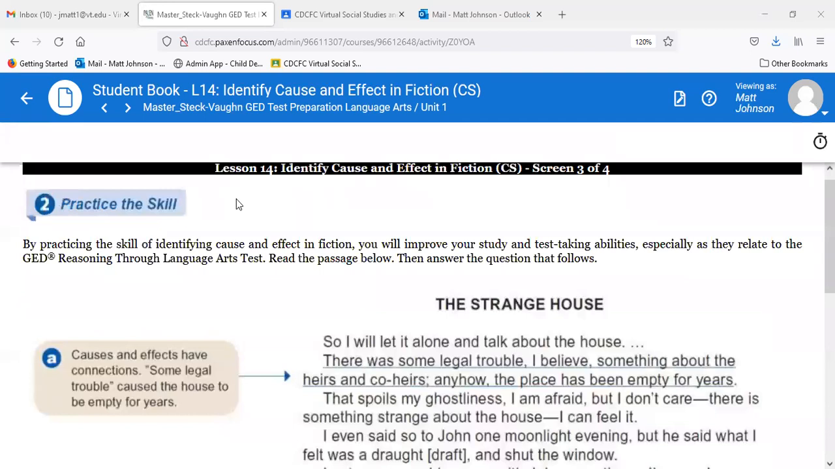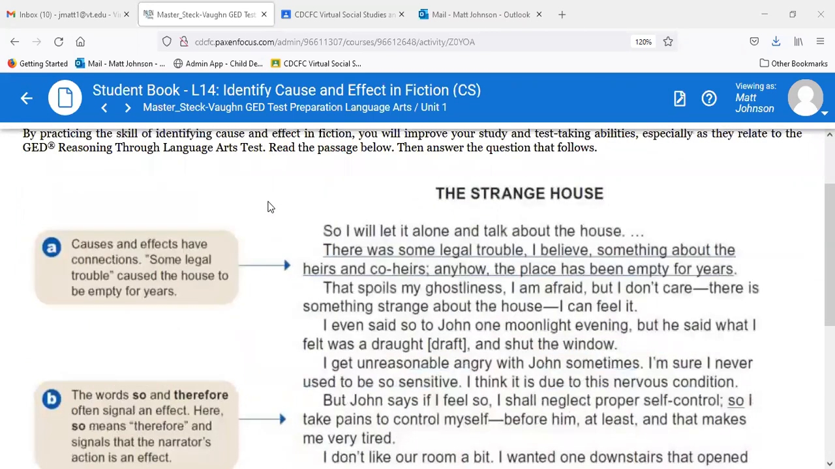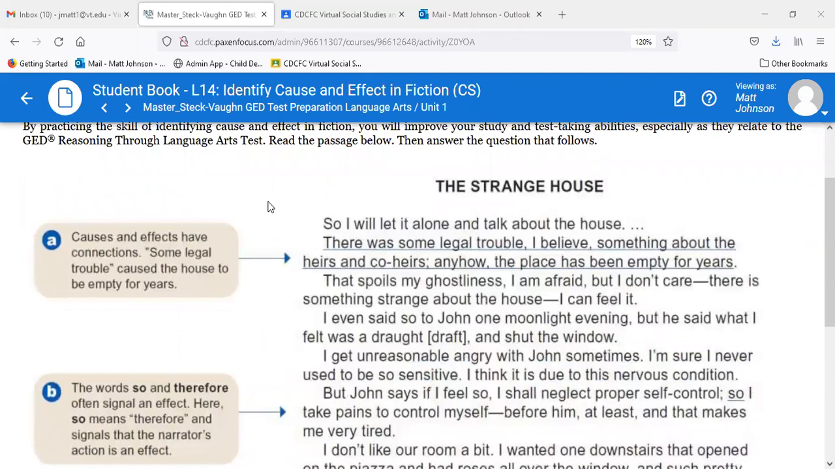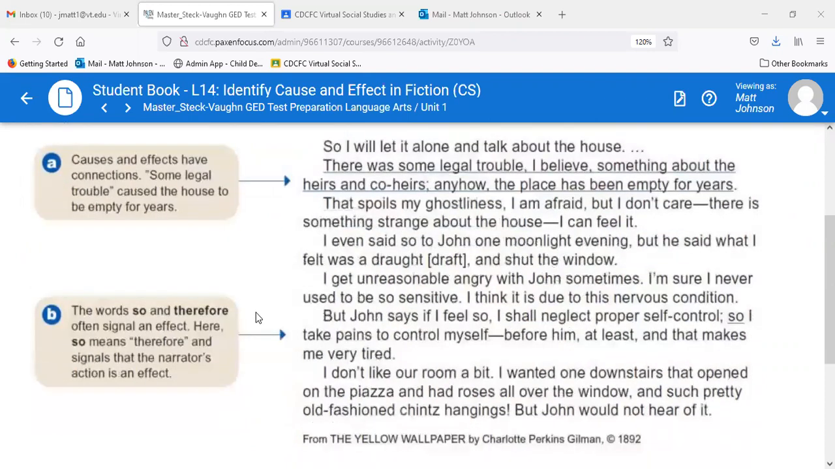So the strange house. So I will let it alone, and let's see. So I will let it alone and talk about the house. There was some legal trouble, I believe, something about the heirs and co-heirs. Anyhow, the place has been empty for years. That spoils my ghostliness, I'm afraid. But I don't care. There is something strange about the house. I can feel it. I even said so to John one moonlight evening, but he said what I felt was a drought and shut the window. I get unreasonable angry with John sometimes. I'm sure I never used to be so sensitive. I think it is due to this nervous condition. But John says if I feel so, I shall neglect proper self-control. So I take pains to control myself, before him at least, and that makes me very tired. I don't like our room a bit. I wanted one downstairs that opened on the piazza and had roses all over the window and such pretty old-fashioned chintz hangings. But John would not hear of it.